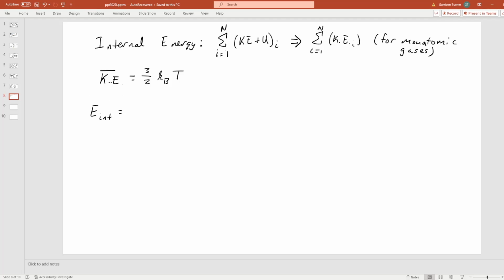So your average kinetic energy per molecule or particle is 3/2 k_B T. Your total internal energy, E_int, and maybe we'll write this like this, is going to be, this sum is going to be equal to N times your average.